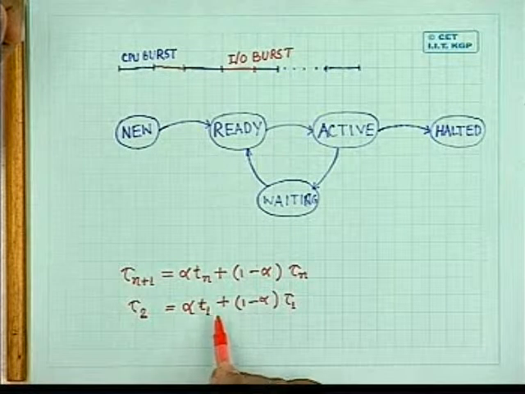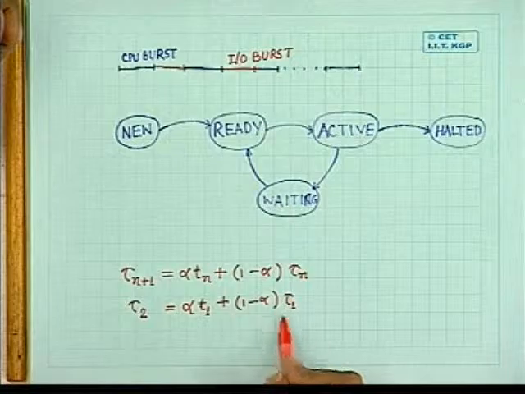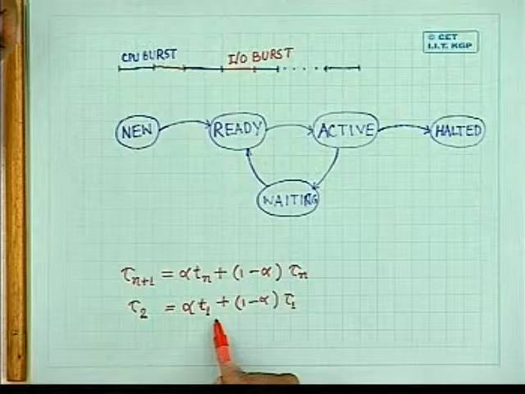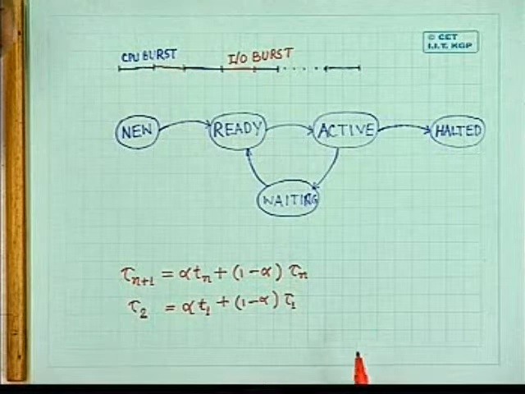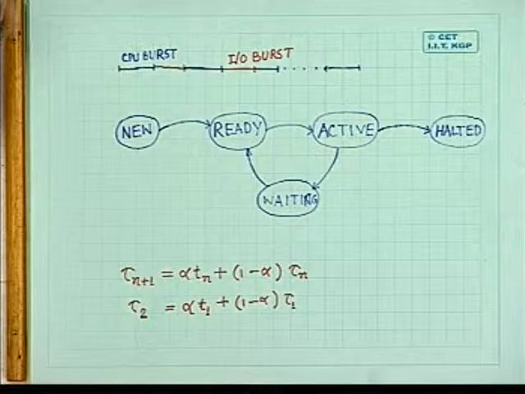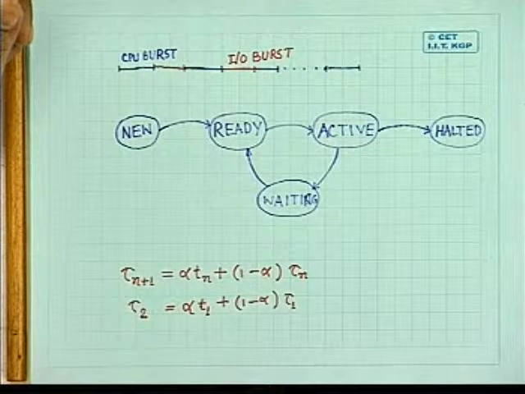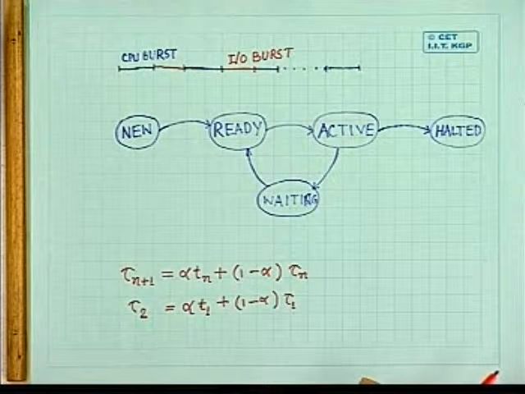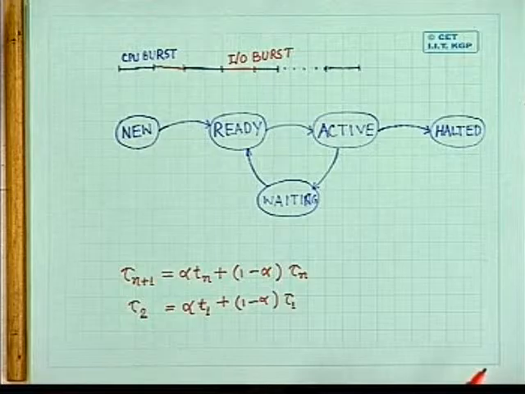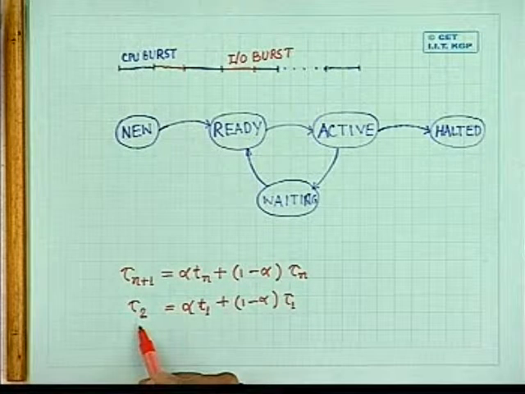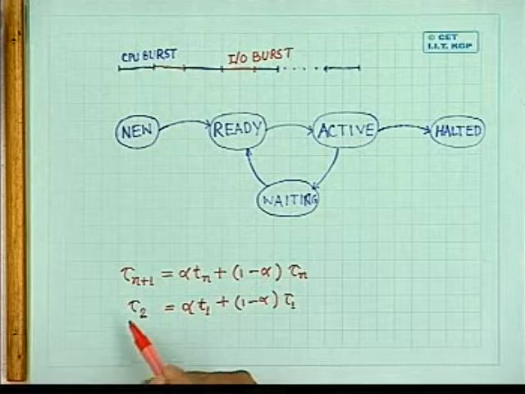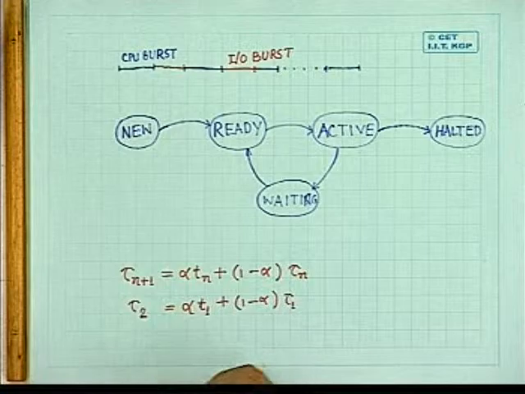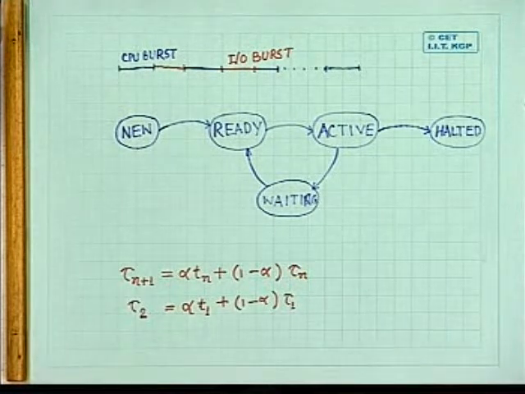So, one of the two things can be done to replace this tau 1. I can assume tau 1 to be same as T1, as if the past history of the job is same as the immediate past nature of the job. So, I can assume tau 1 to be equal to T1, or I can even put tau 1 equal to 0. So, using any of these two, I can predict tau 2, and based on this predicted tau 2, the job will be scheduled for the next CPU burst.